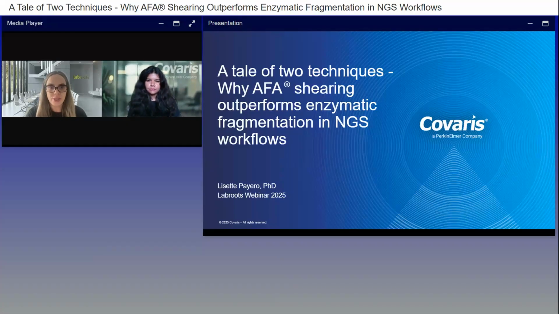The first question that we have says, what buffer can be used for AFA? Oh, yeah. So that's a great question and a very fundamental question. We do recommend for DNA shearing to use 1xTE, which is a buffer that is very accessible. I'm sure most people working in labs have used it before. And we do recommend not to shear in plain water, as you do need the buffering capabilities of something like TE when you're shearing DNA.